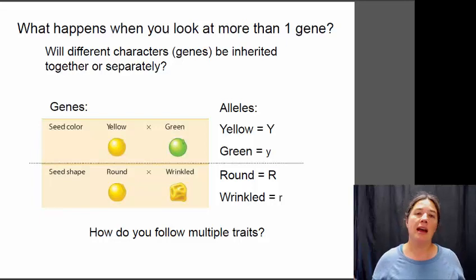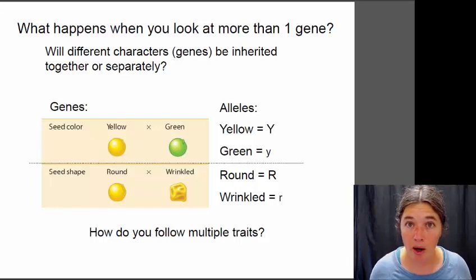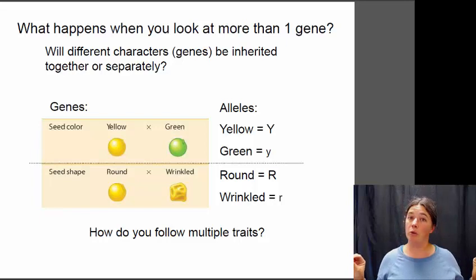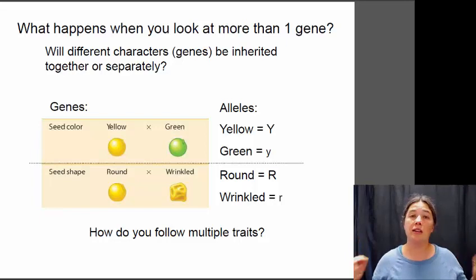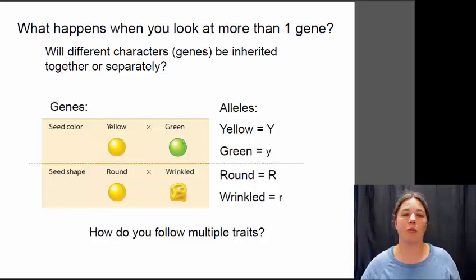Okay, so being yellow and green is mutually exclusive. Remember our probability rules. You can't be yellow and green at the same time. But you can be yellow and wrinkled. So the traits within a single gene are mutually exclusive. The traits between genes may or may not be independent. We'll talk about that in a minute. Or actually, we'll talk about that in class.